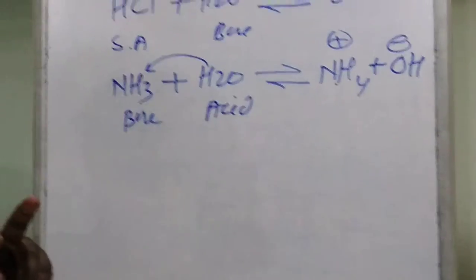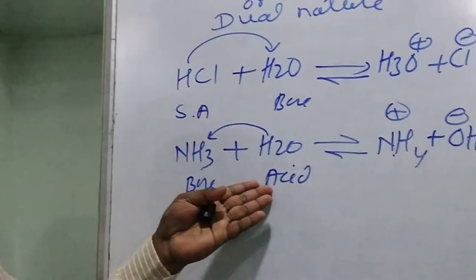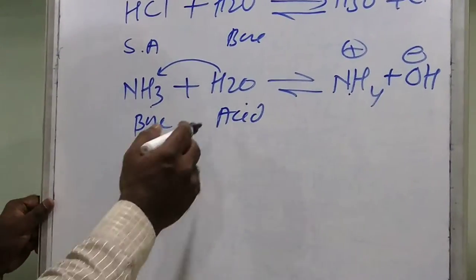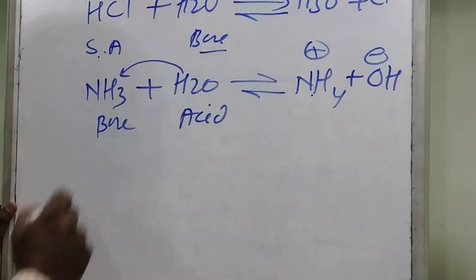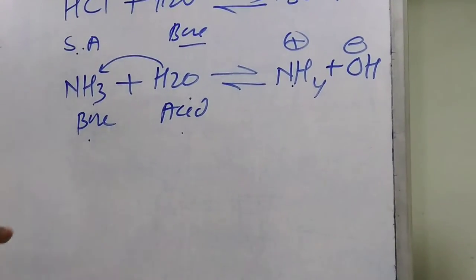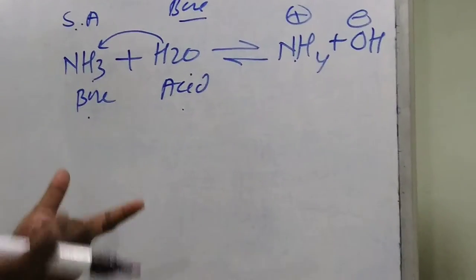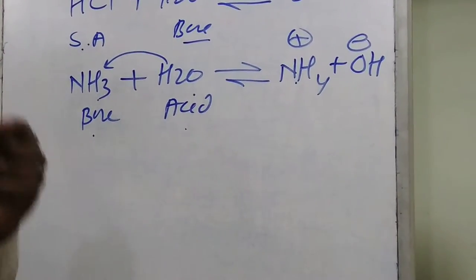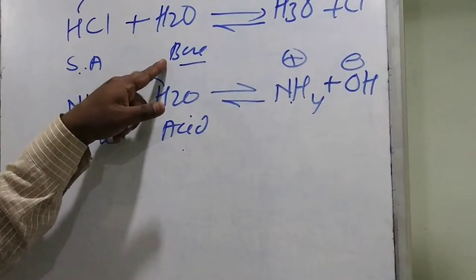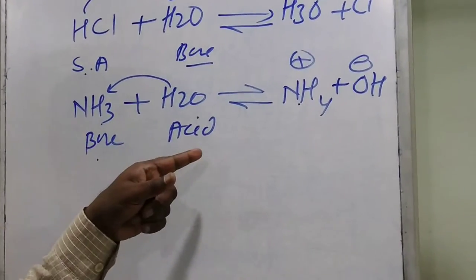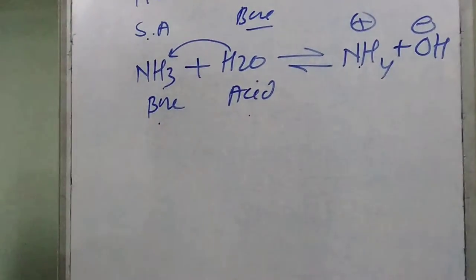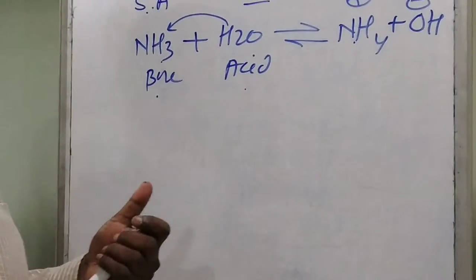This means water is behaving in a double role. Sometimes it acts as an acid, sometimes as a base, depending upon the nature of the other substance with which it is combined. If it is combining with a strong acid, it will behave as a base. If it combines with a strong base, it will behave as an acid. So its nature changes according to what it is reacting with, to whom it comes in contact. If water comes in contact with a strong acid, it acts as a base. If it comes in contact with a strong base, it acts as an acid. So it's just a double role. This dual nature of water is called the amphoteric nature of water. So remember, amphoteric nature means dual nature.